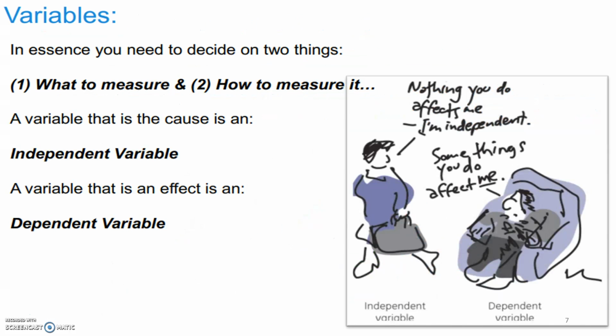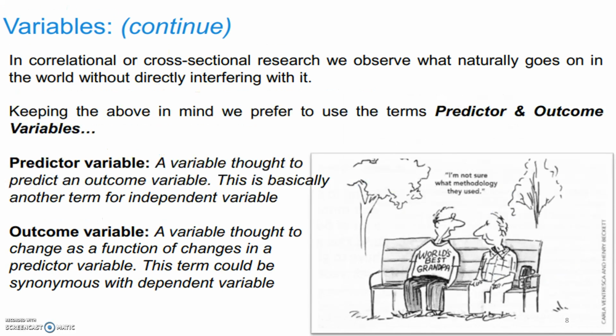Now for the variables, in essence, you need to decide on two things: what to measure and how to measure. These two things will determine your variable. A variable that is the cause is an independent variable, and a variable that is an effect is a dependent variable. In other words, independent variables are the ones that impact dependent variables.